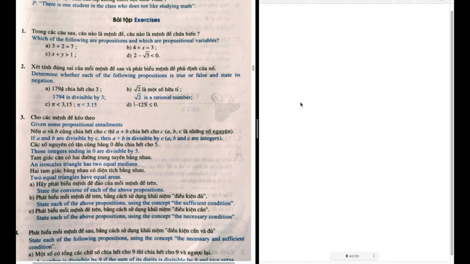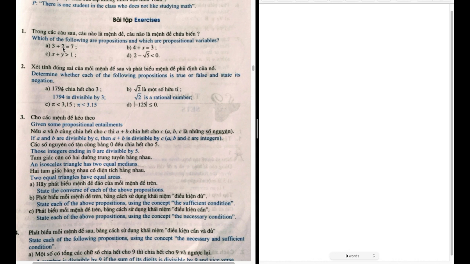The first exercise requests discrimination. Which one is a proposition and which one is a propositional variable? To find the answers, you just look for the variable in each proposition. You see, there is no variable in problems A and D, so they are propositions.